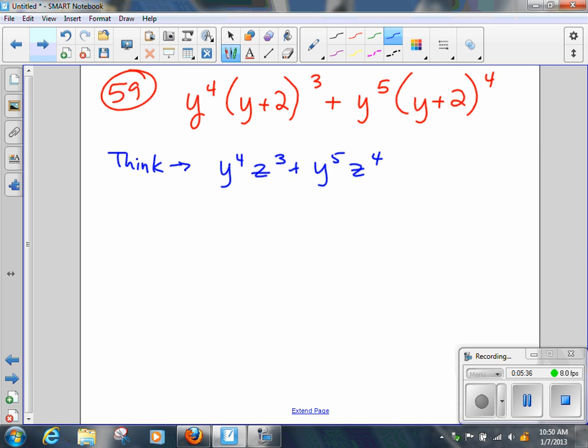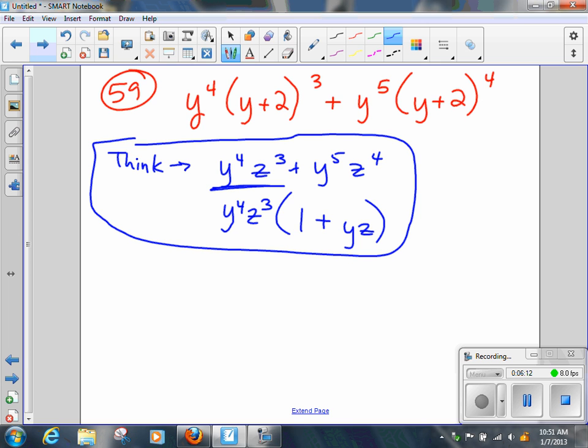How would you factor that? Seriously, how would you factor that? Well, you'd factor out the GCF, and the GCF would be what, folks? Y to the fourth, Z to the third, right? Times what gives you that term? What? 1, there we go. Plus who? Y, Z. Oh, that's totally doable, right? All right, so now we're going to apply the easy stuff to that. So what's our GCF?